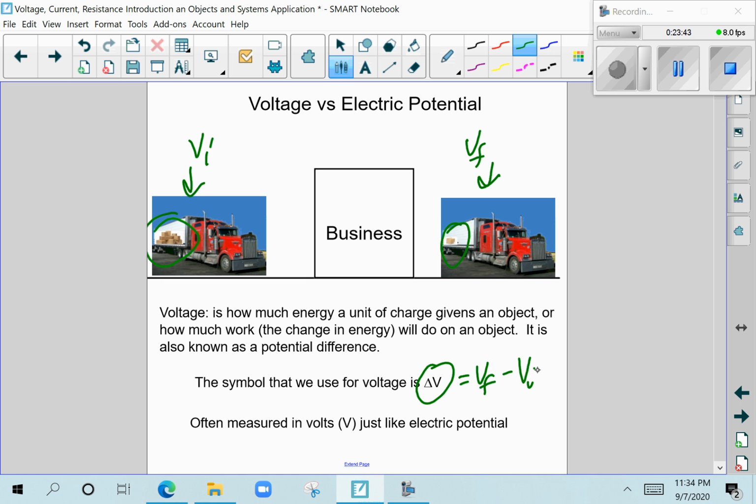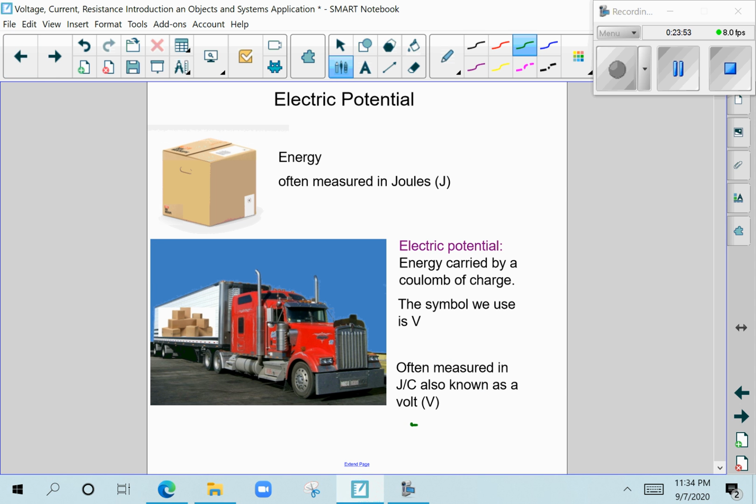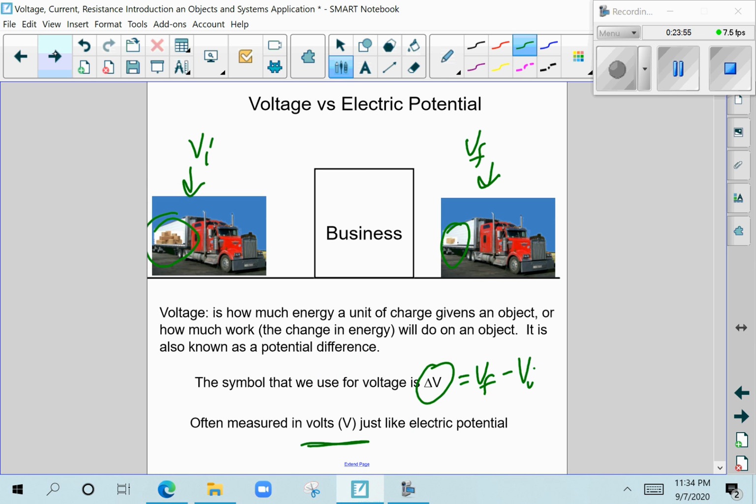Again, one of the things that confuses people is the units. The unit for voltage is volts. The unit for electric potential is volts. And that's because a voltage is just the change in the electric potential.